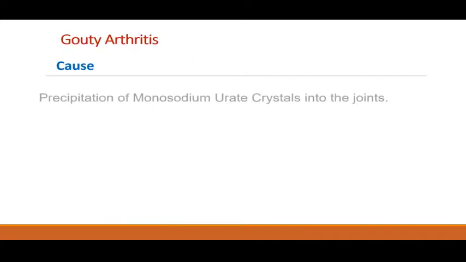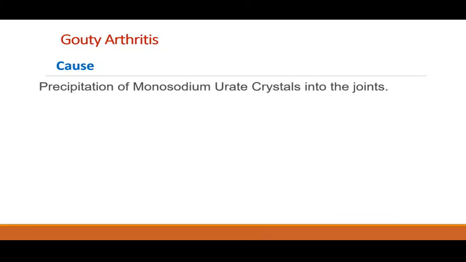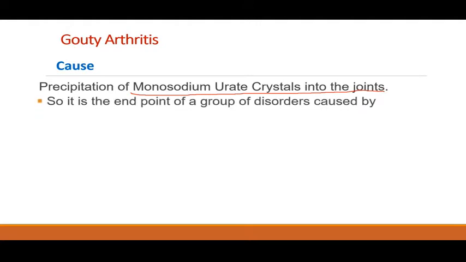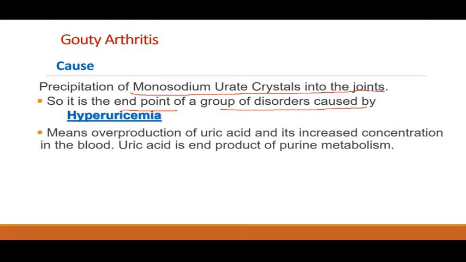Third is gouty arthritis. The most important cause of gouty arthritis is precipitation of monosodium urate crystals into the joints. As the synovial fluid of the synovial joint is a poor solvent of monosodium urate, these crystals accumulate there. So gouty arthritis is the end point of the group of disorders caused by hyperuricemia. That means overproduction of uric acid and its increased concentration in the blood. Uric acid is the end product of purine metabolism.